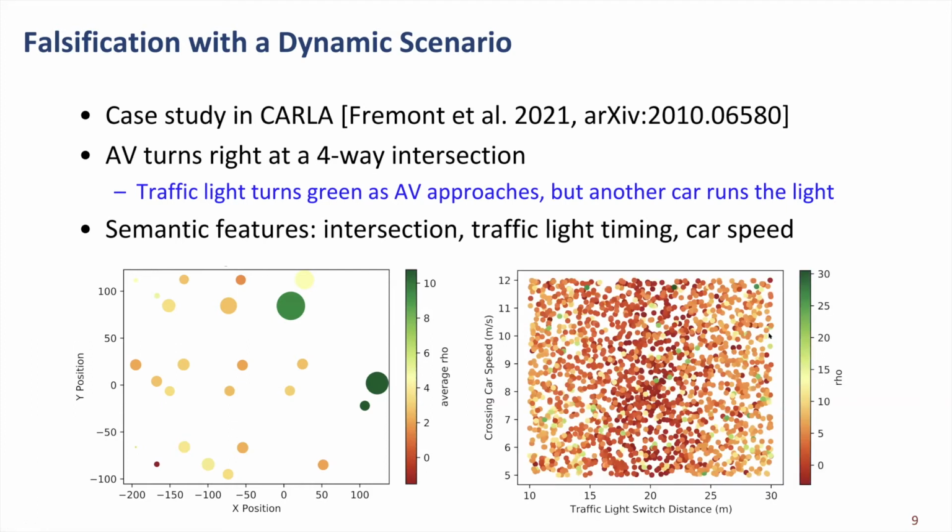We can also plot these results with respect to other parameters, for instance. So I mentioned the traffic light timing, which here was parameterized by a threshold distance from the intersection, and the crossing car speed. And so we can see interesting things here, like most of the unsafe scenarios, the deeper red dots here, occurred near a particular value of the threshold for when the traffic lights would change.